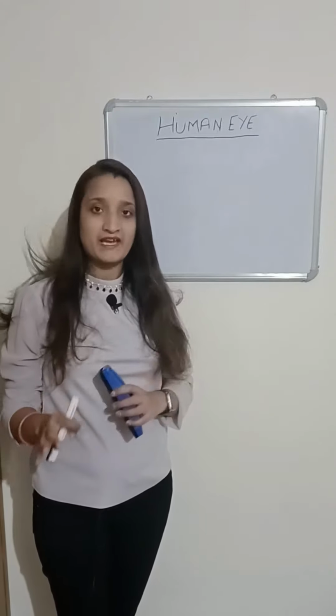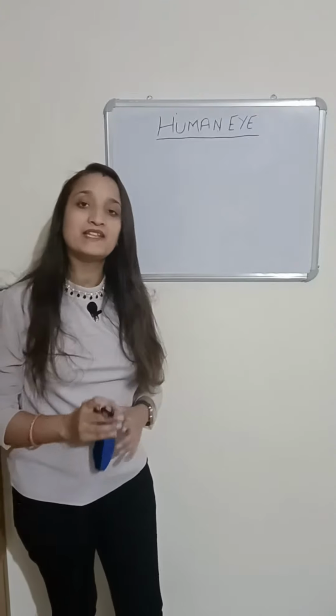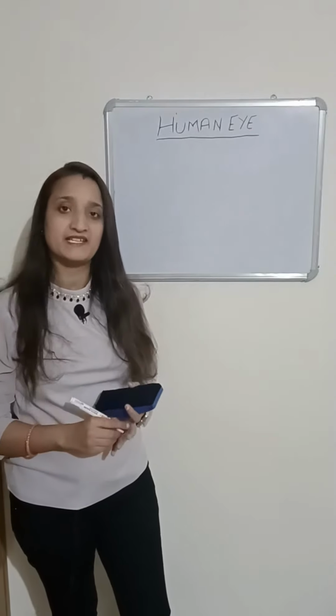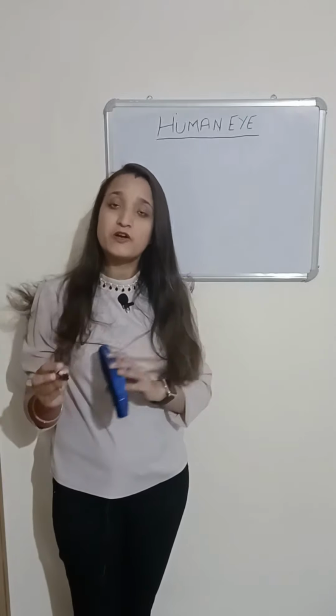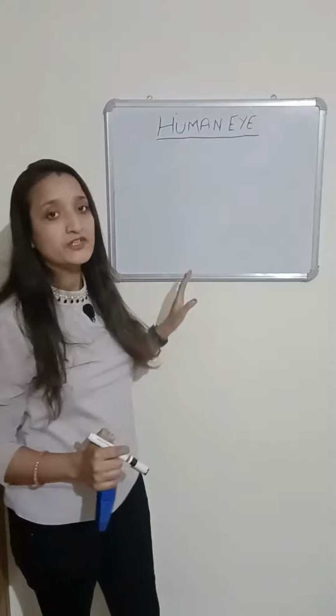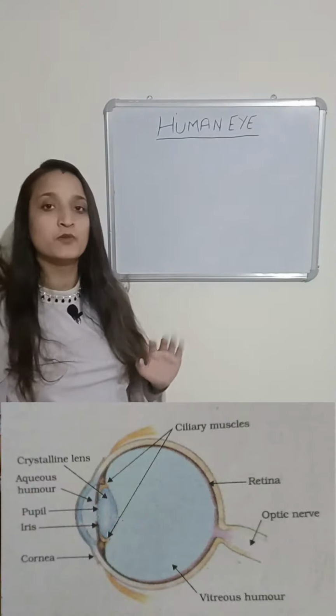On closing our eyes, we can identify the object to some extent by their smell, by their touch, by their sound, by their taste. But it is impossible to identify the color of the product while closing our eyes. That's all about the introduction of human eye. Now I am going to tell you about the structure of human eye.